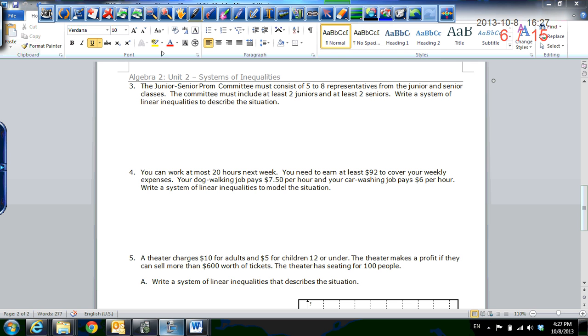For number 3, it says that juniors and seniors must be between 5 and 8. So J plus S is going to be no more than 8, right? So less than or equal to 8, and then also has to be more than or equal to 5.